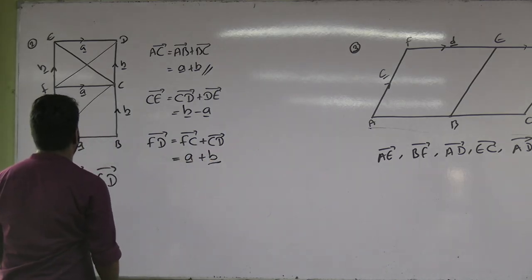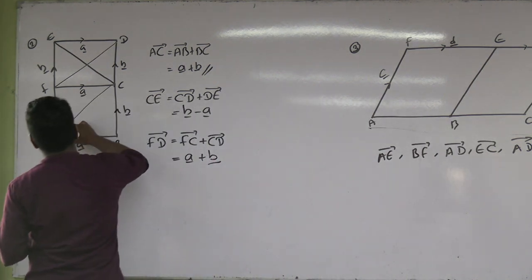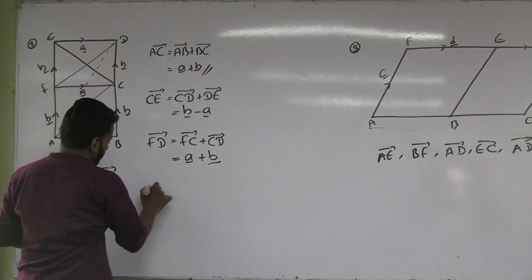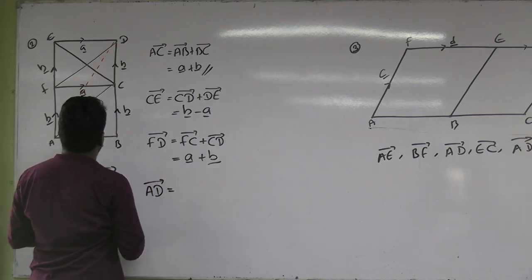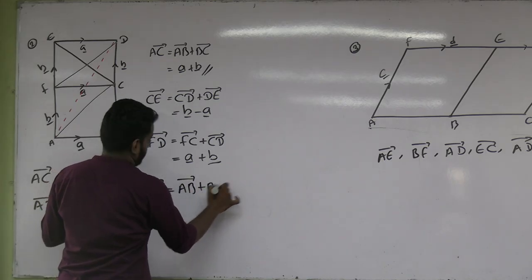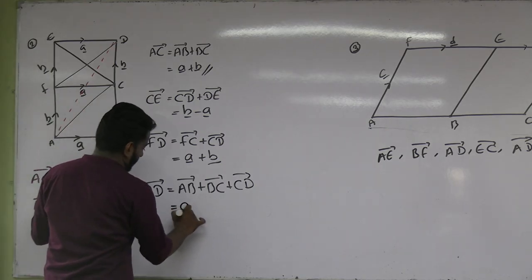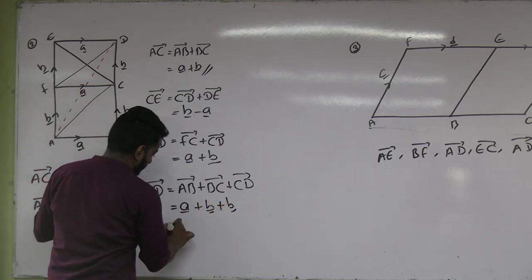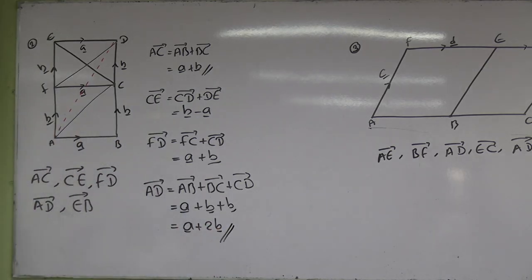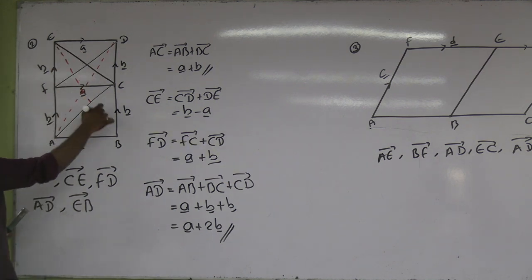And next we are supposed to find the vector AD. So AD is equal to AB plus BC plus CD. The vector AB is simple A and this is B plus B. So here the right answer is A plus 2B. Next, we are supposed to find the vector EB.